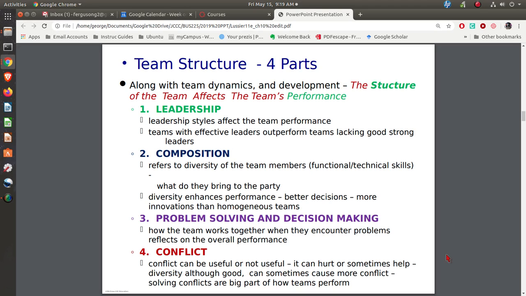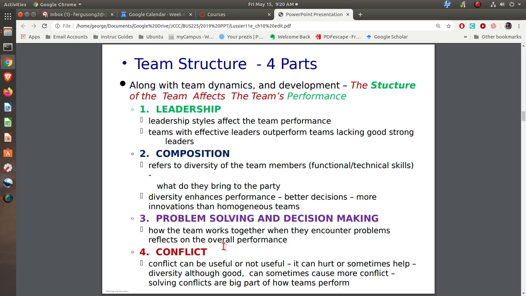When you start talking about team structure, there's 4 key things to think about. You have leadership, the composition, problem-solving decision-making process, and then how they handle conflict. The leadership really does impact how well the team performs. Do you have an effective leader? Do you have somebody who is really working with other folks? Composition refers to, do you have the right people on the bus? Do you have the right people there to get some things done?